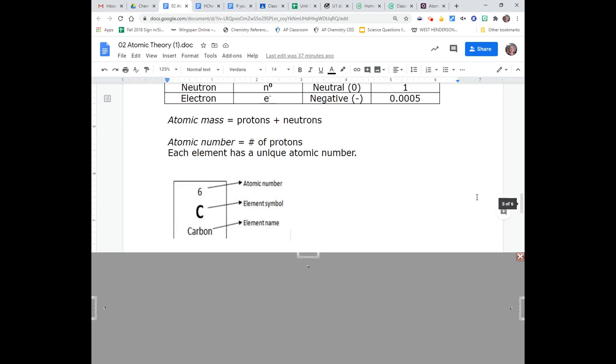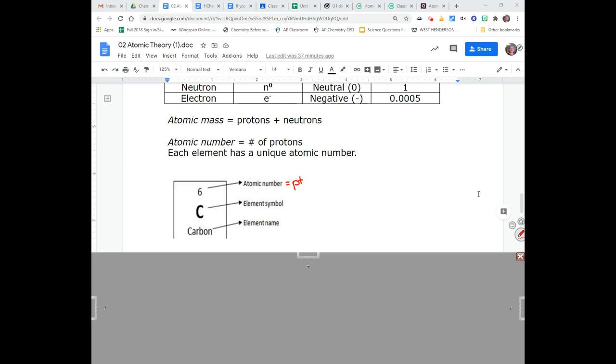Okay, so if we were to look at a block on the periodic table, you're going to see something that looks like this, where you've got this element symbol. The atomic number is the number at the top. And that is your number of protons.